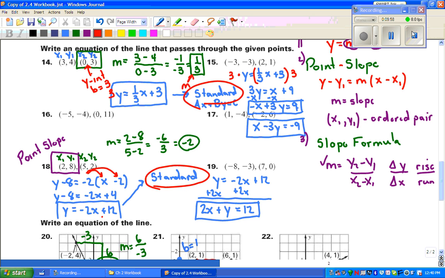So right now we've talked about a lot of things in chapter 2: graphing lines, identifying functions, mapping diagrams, domain, range, slope formula, and hopefully you're doing well with it. Okay? All right, talk to you soon.